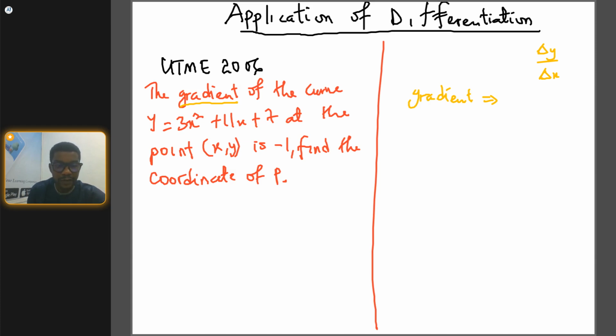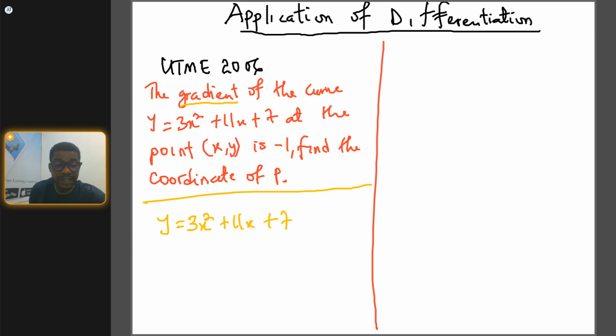All right, so we have that as gradient. So if I was given that the gradient of the curve y equals 3x squared plus 11x plus 7, the gradient of this curve is the derivative of the curve. What I mean by derivative is the differentiation of the curve. And the differentiation of the curve is dy/dx, which implies the gradient.